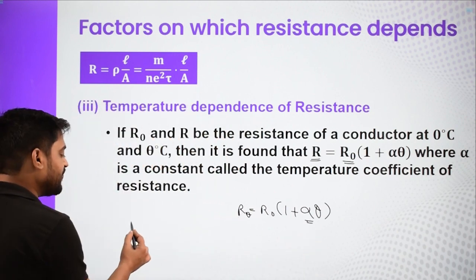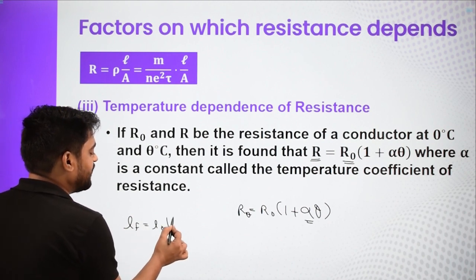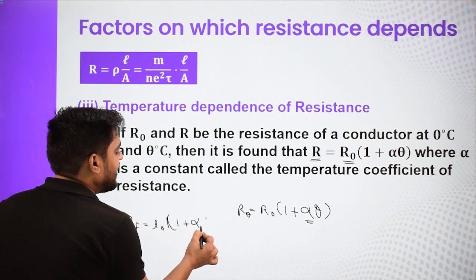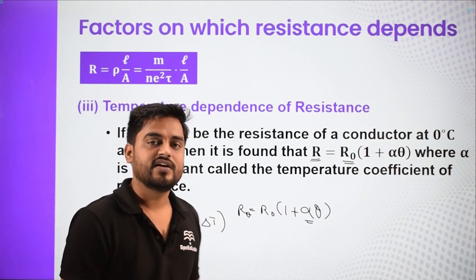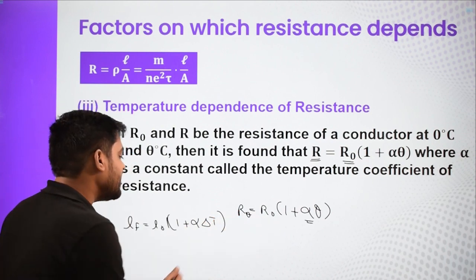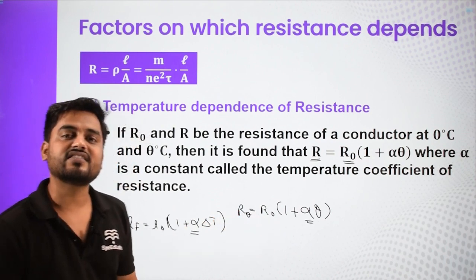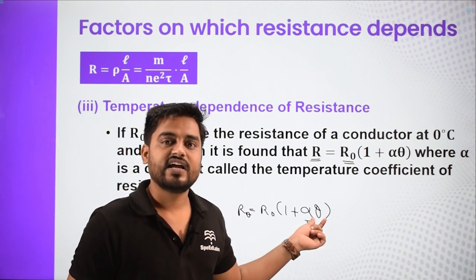I think most of you have seen this formula, that L final is equal to L0 (1 plus alpha delta T). This is a similar expression for resistance as well. So like final resistance, original resistance, 1, but this alpha is the coefficient of linear thermal expansion, and this is the increase in temperature. Here also it is increase in temperature.